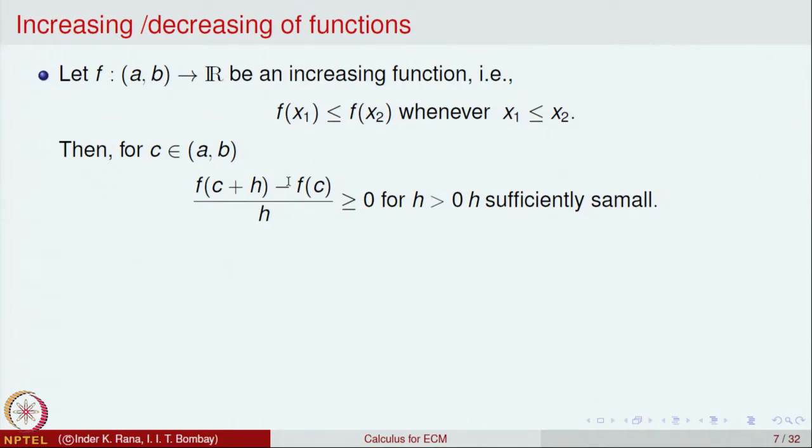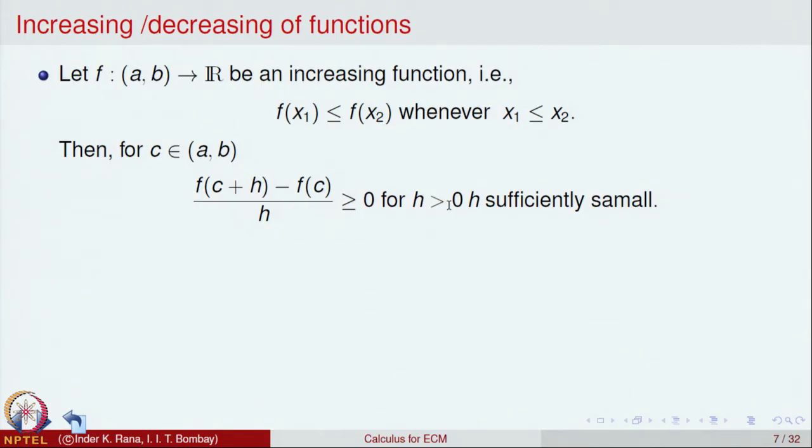And if h is negative, then what can you say? c plus h will be a point on the left side of c, so f of c plus h minus f of c will be a negative quantity, and h is negative, so again this will be a positive quantity. So, we do not have to put the condition that h is not equal to 0. This quantity is always bigger than or equal to 0 for all h sufficiently small, whether h is positive or negative.